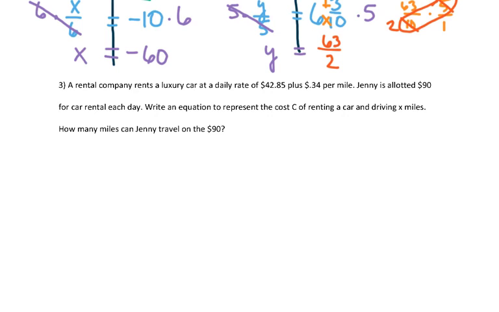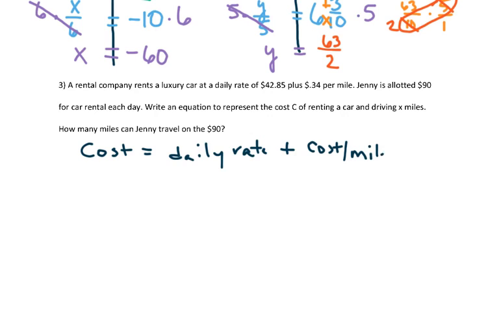So we have to think the cost is going to have to equal the amount of money we have to pay to rent the car, so that's the daily rate. Then we have to add in the 34 cents per mile, so the cost per mile, multiplied by the number of miles I drive.